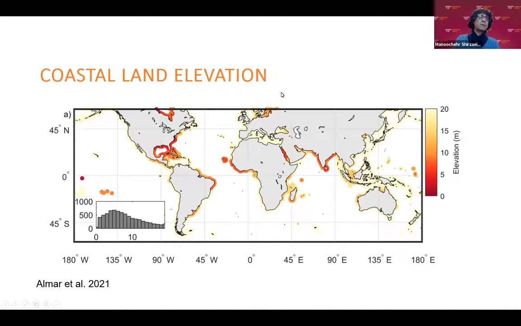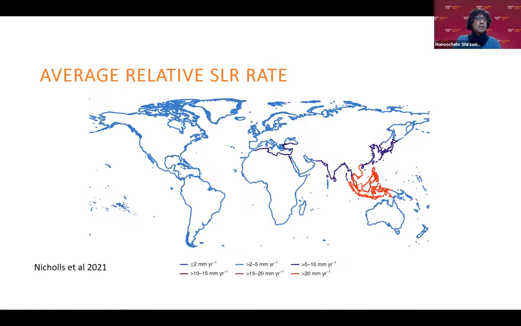That's important because here I show you the coastal land elevation. The majority of the coastal land elevations are very low, specifically if you pay attention here in the east part of the United States, the Gulf Coast, and also South Asia, where the elevation is less than 3 meters for most of the coast. And if you look at the rate of sea level rise, similar areas are actually undergoing rapid sea level rise of 2 to 5 millimeters or even up to 10 millimeters per year.